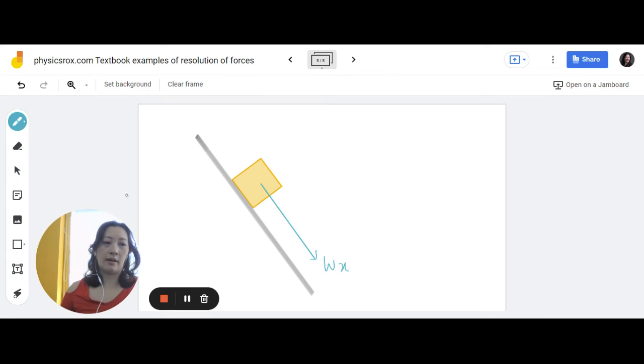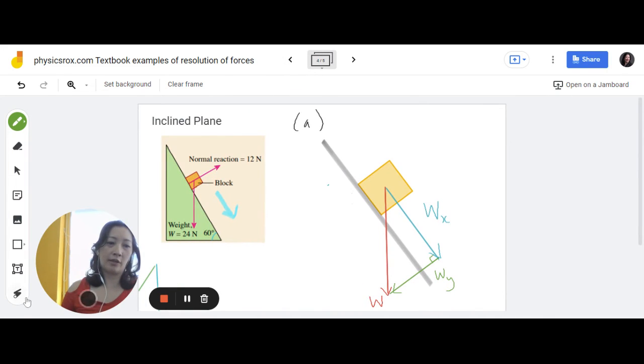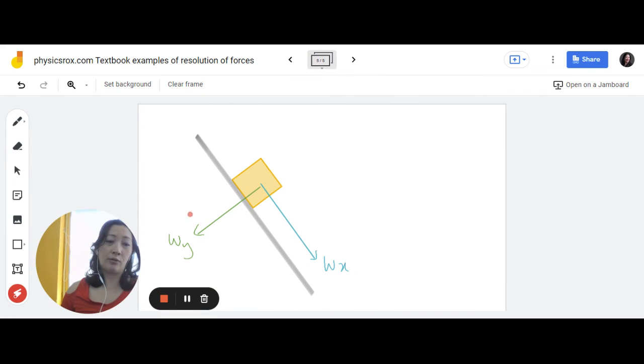WX and we'll have WY. And then now, what happens is you'll find that in the origin diagram, let's talk about normal reaction. There's a normal reaction here. And where did it come from? Remember that normal reaction is 90 degrees to the surface. And this normal reaction is in response actually to W.